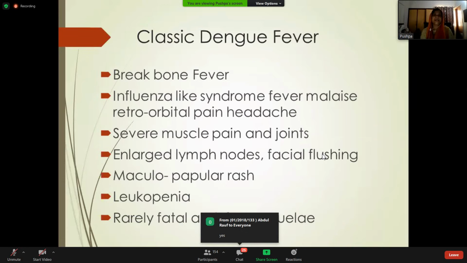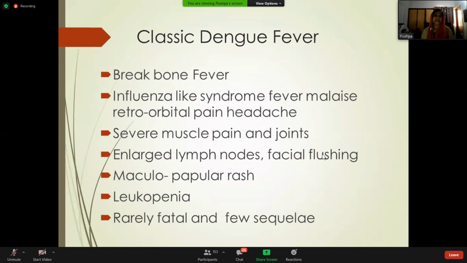So classic dengue fever, or simply DF, or you can call it dandy fever or breakbone fever, all names for the single disease, that is classic dengue fever, which is not a very serious disease. People are infected by this, and then they get all right by the end of the week, or 5-6 days. It is a flu-like or influenza-like syndrome.